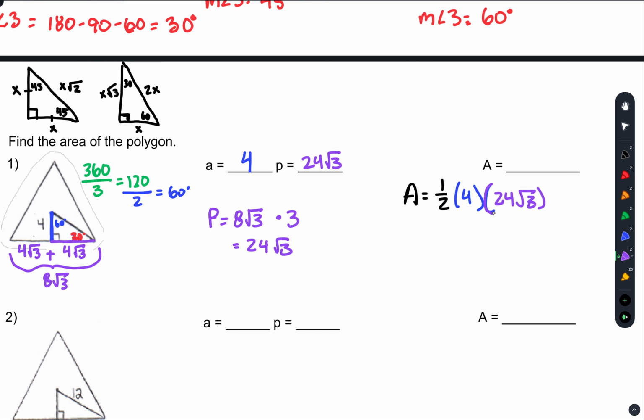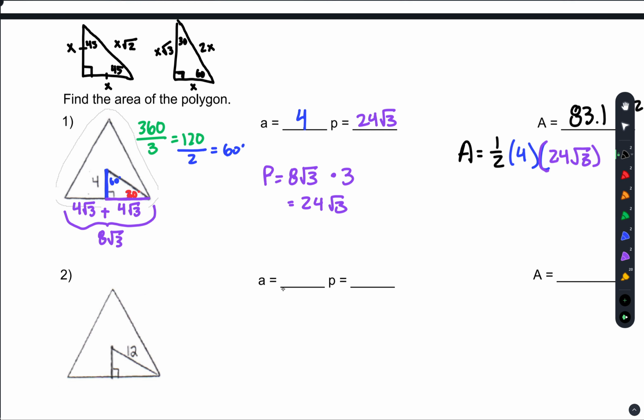And this you can plug right into your calculator all in one step if you would like to. 1/2 times 4 times 24 radical 3. And here we can round. I got 83.1 units squared. Any questions on that? Okay.